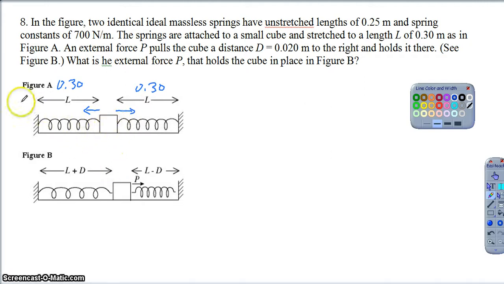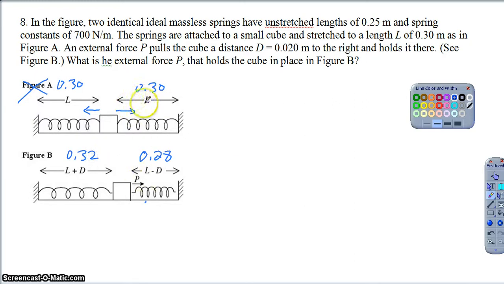To be honest though, we really didn't need figure A to answer this question. They asked me for figure B, what is the force P that I need to exert to hold this block where it is? Well, they tell me that the distance D is 0.020 meters. So they've given me that distance there to work with. So the biggest thing for this is just identifying what forces act on that second block in figure B. So again, they gave me that distance, which means this distance here would now be 0.28, whereas this distance here would be 0.32.